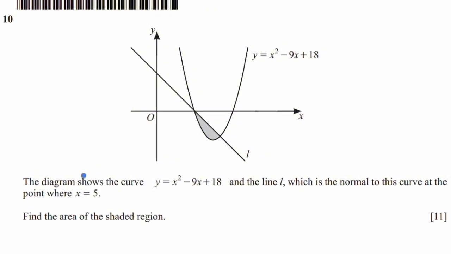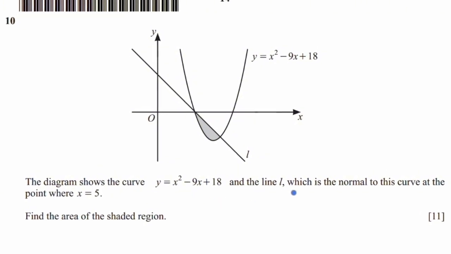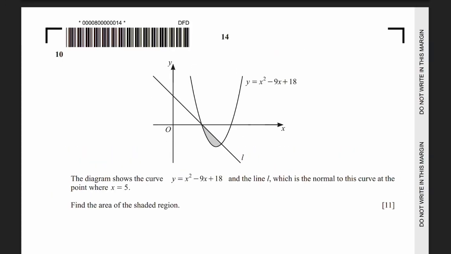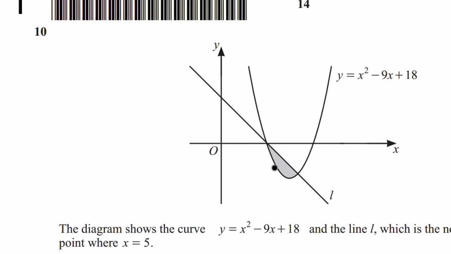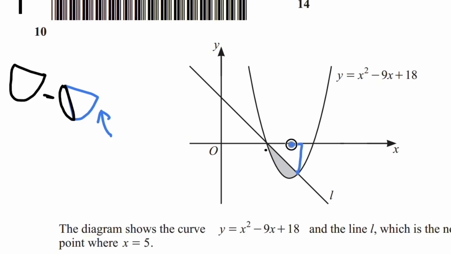Oh no. Okay, the diagram shows the curve x squared minus 9x plus 18 and the line L, which is normal to the curve. Okay. First, we want to find this portion, right? How are we going to find this portion? First, we are going to find this portion, and then we are going to subtract this portion, right? Now, how are we going to get this portion? Can we directly get it? I don't think so. We have to divide this into two areas.